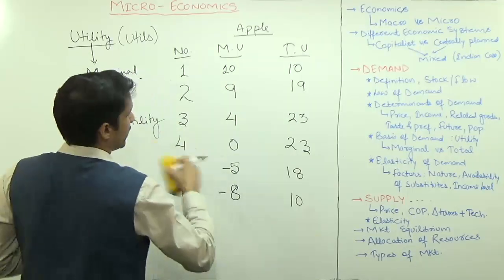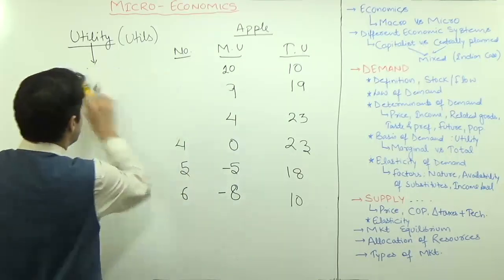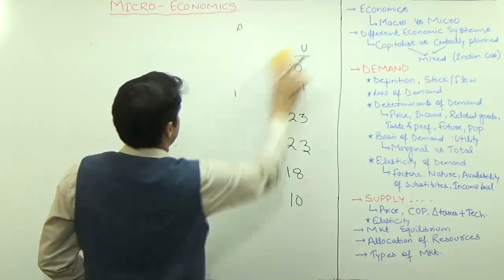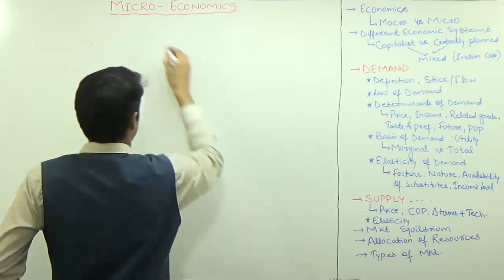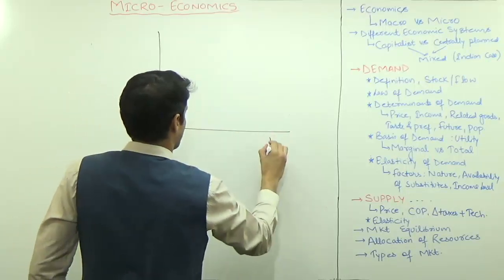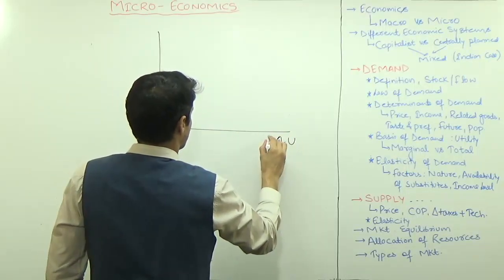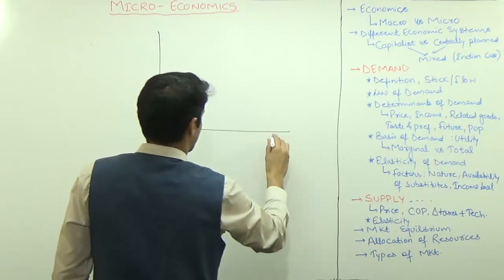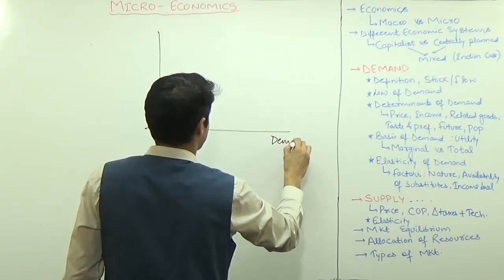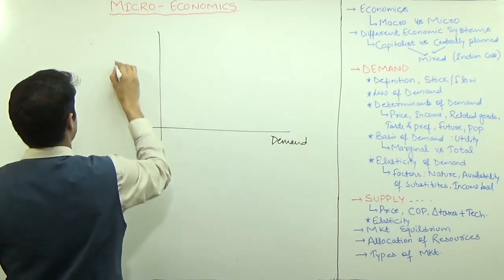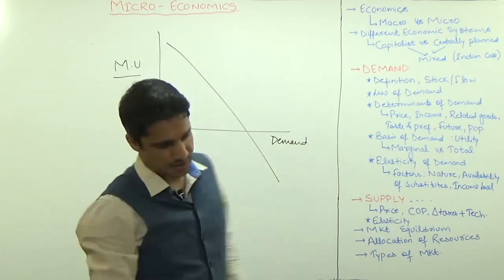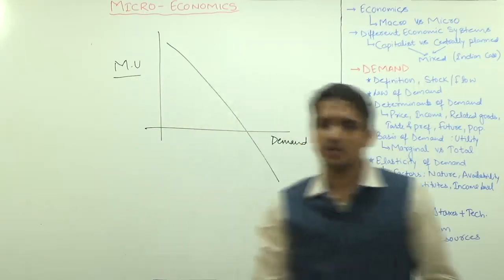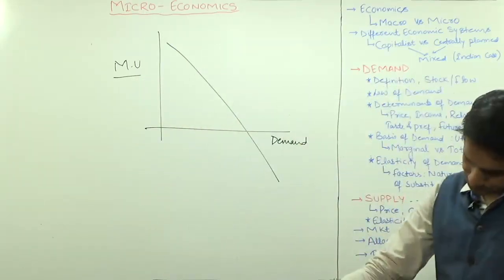So we also have a law, the law of diminishing marginal utility. The law of diminishing marginal utility, marginal utility is there and demand is there and the marginal utility is there. So it is like this. It is what the law of diminishing marginal utility.